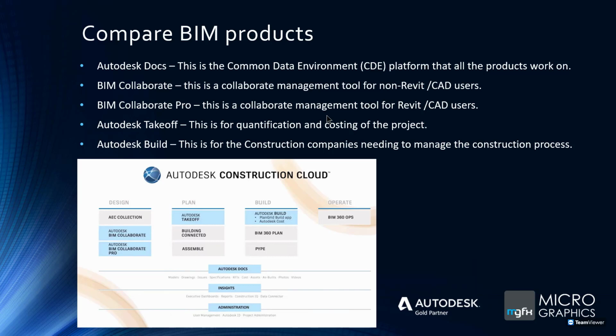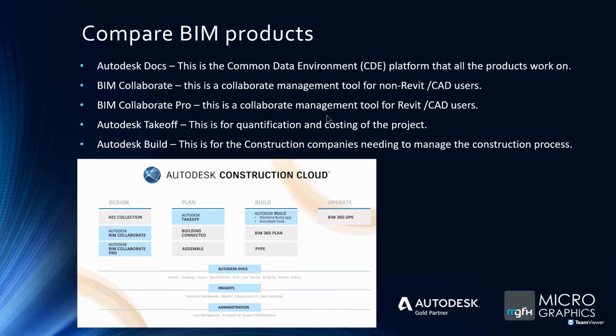If you look at the picture at the bottom, these are the phases of the project. On the left: design, plan, build, and operate. The AEC collection, as I mentioned, and Collaborate and Pro focus on the design iterations between the different industries, architecture, structure, and MEP, even civil, how that works, and the version management and the iterations that get uploaded. Then there's a planning phase.